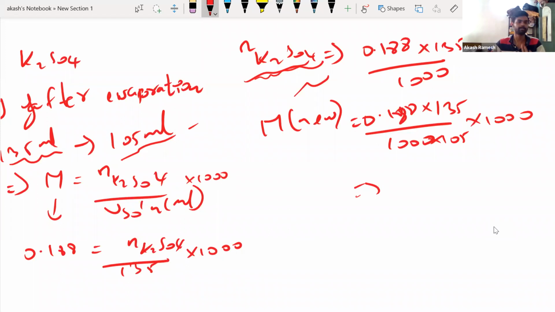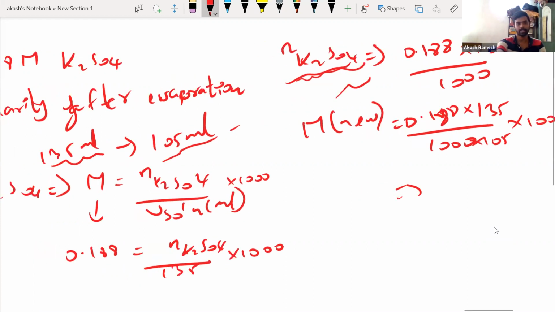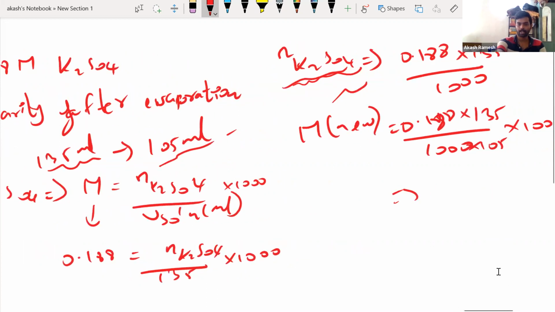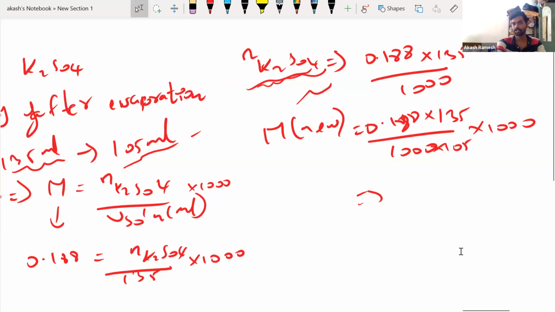Very, very simple question. The only thing you have to understand is that even after evaporation, the number of moles of K2SO4 is not changing. So you calculate the number of moles before evaporation and then use the same number of moles after evaporation, but you include the new volume, which is 105. That's exactly what we do. I hope everybody is catching up. Everybody is doing good.